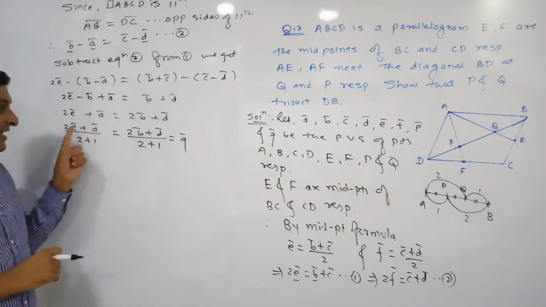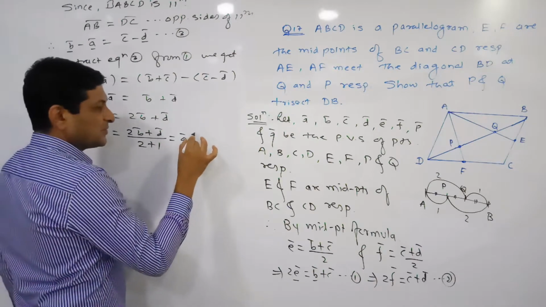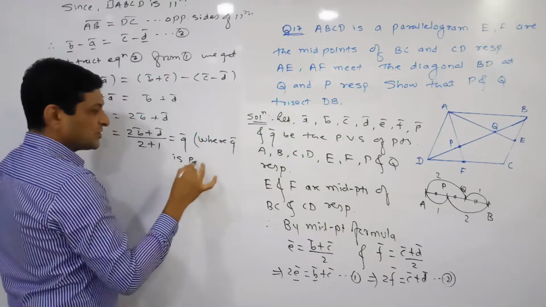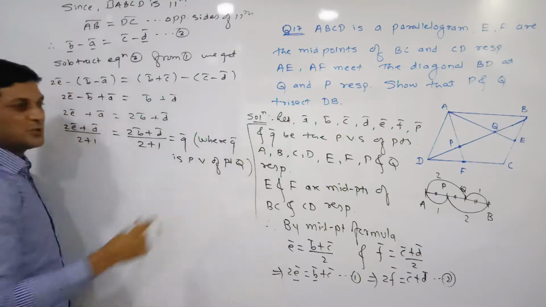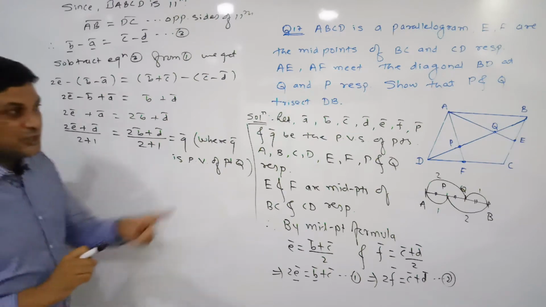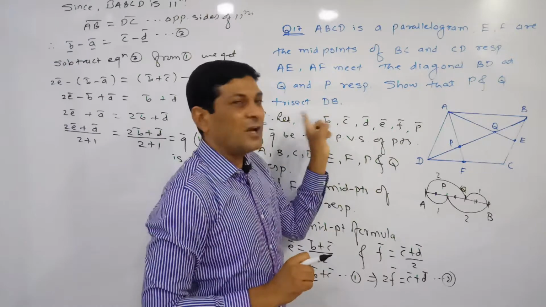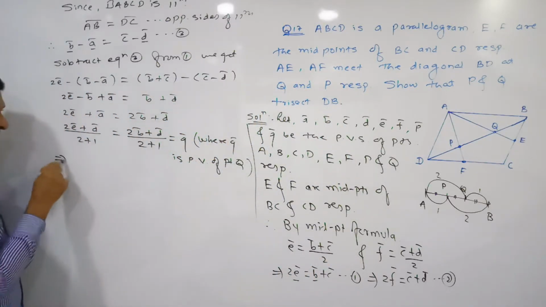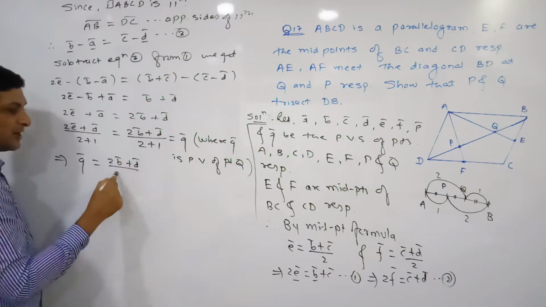Because these two segments AE and BD intersect at point Q. So Q bar is the position vector of point Q. Now our question is related with Q and BD. We have to prove that this Q trisects this BD or DB, isn't it? So that's why we are considering this much part only. Therefore Q bar is equal to (2B bar plus D bar) upon (2 plus 1).